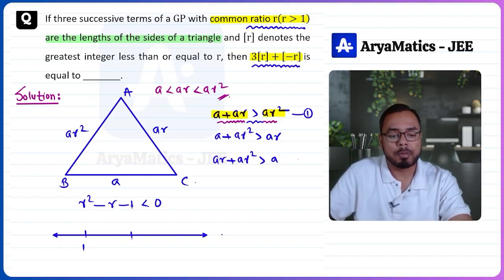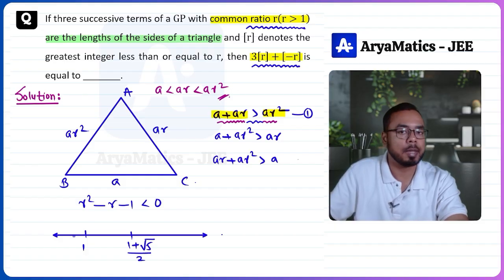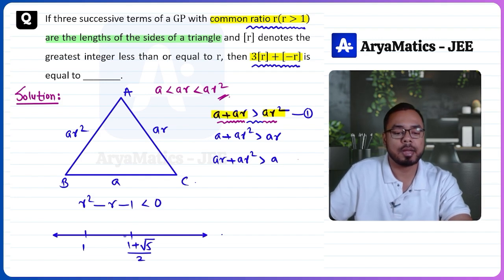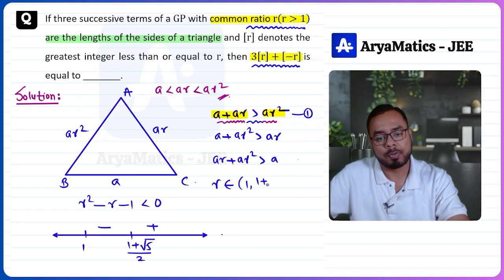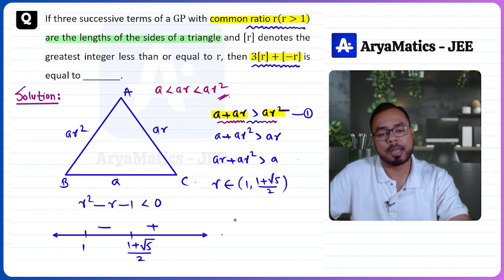Now, if you solve this, the roots that you will get are 1 plus root 5 by 2, and the other one will be 1 minus root 5 by 2. But 1 minus root 5 by 2 will be smaller than 1, right? So the positive root will be 1 plus root 5 by 2. When R is bigger than that number, we'll get a positive sign for this expression. And between 1 and 1 plus root 5 by 2, this will be negative. That means the range for R will be from 1 to 1 plus root 5 divided by 2. Right? Between the roots, we'll get the negative sign.